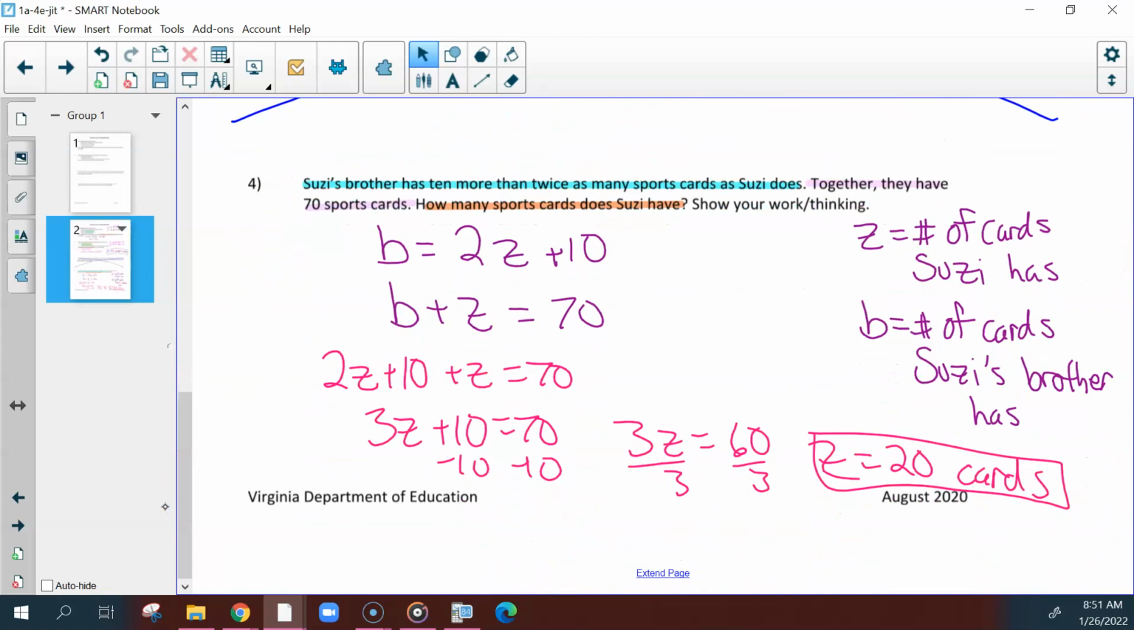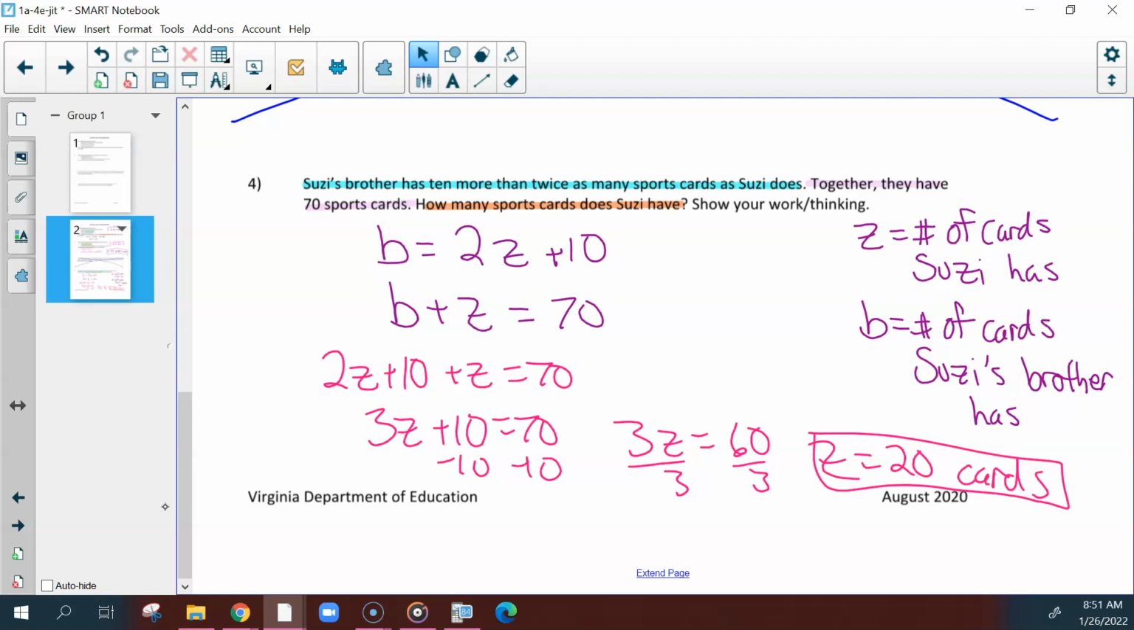For number 4, you should have set up your two variables. That could have been X and Y, S and B, whatever. And then your two equations. Together they have 70 sports cards, so you're going to add the two variables. They should equal 70.